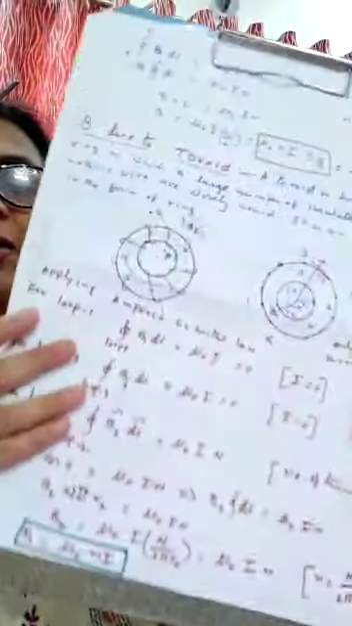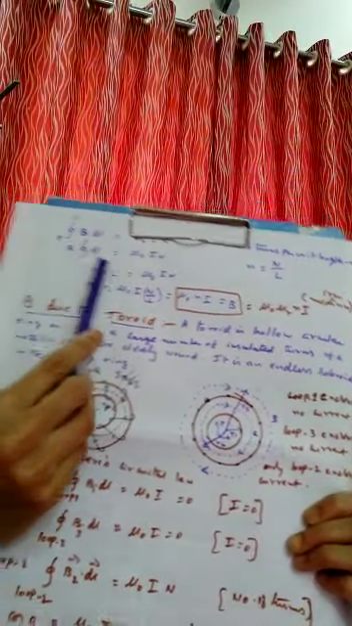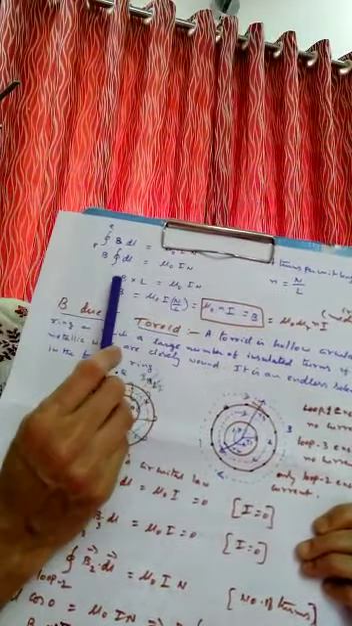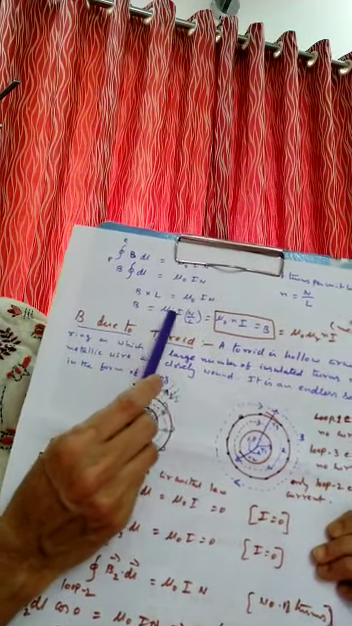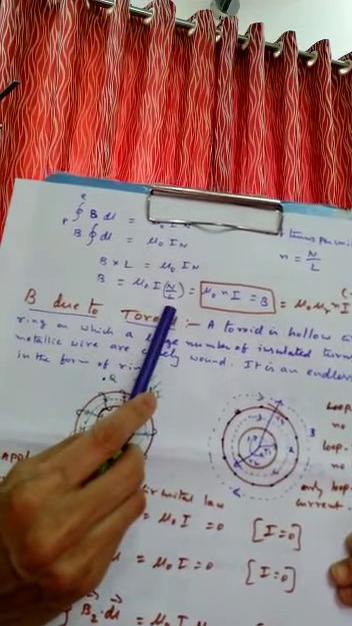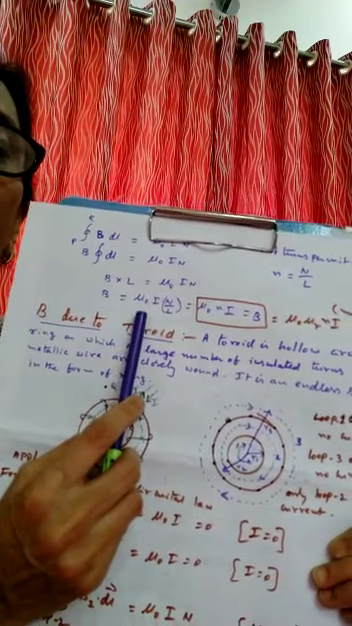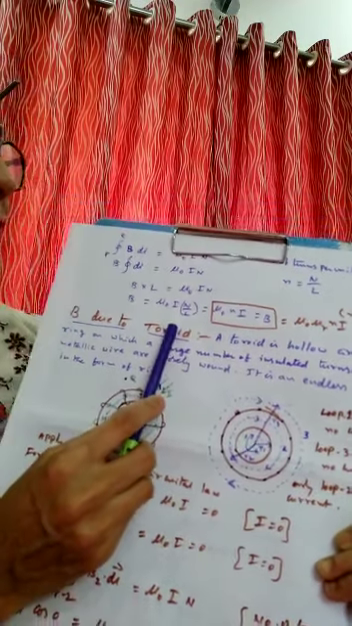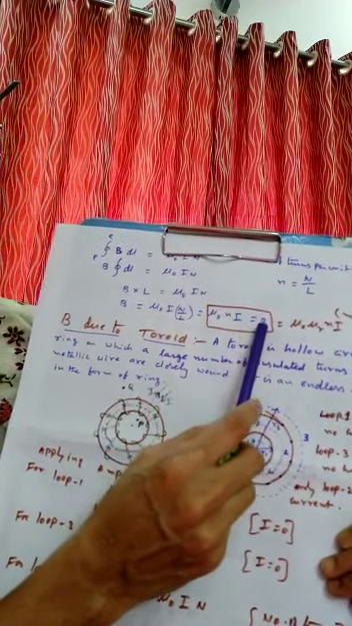B outside is constant and uniform. Then I write mu naught I into N equals B into L, or B is equal to mu naught I, capital N by L. That is the number of turns per unit length. What is the formula? Small n is the number of turns per unit length of the solenoid. So B equals mu naught n I.